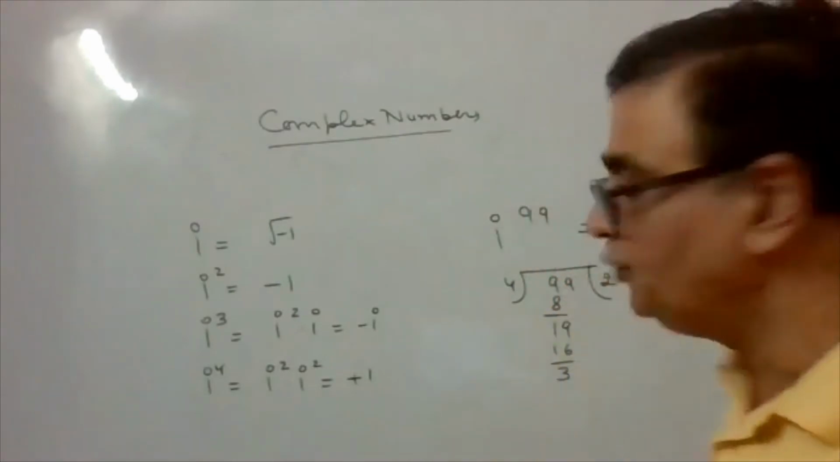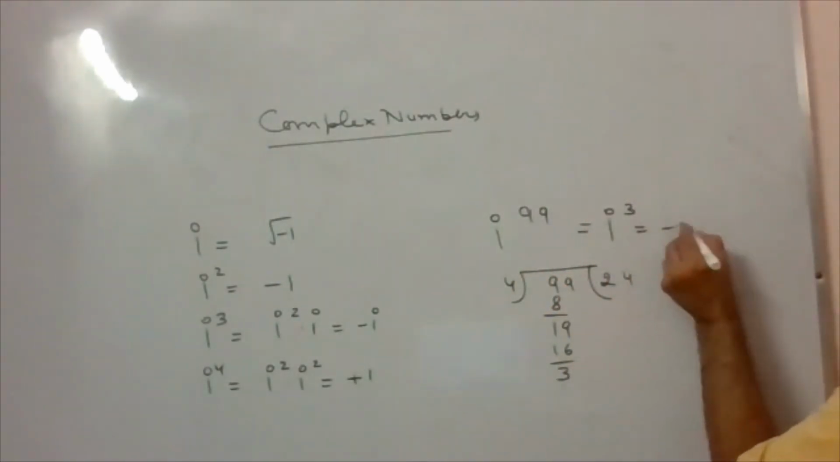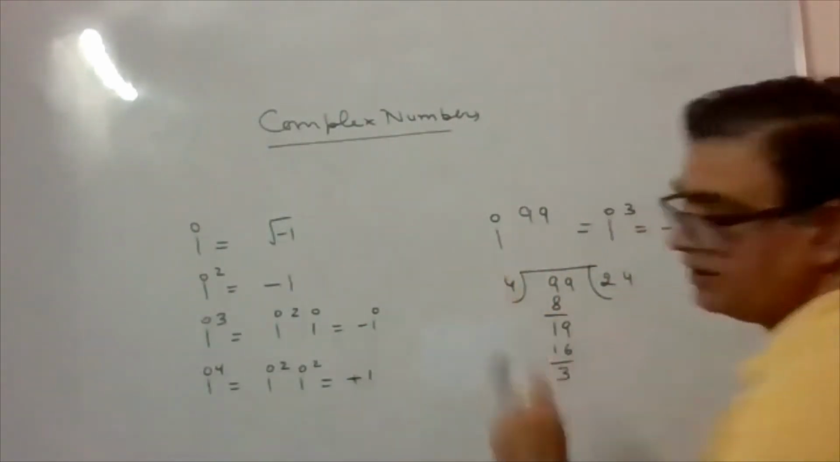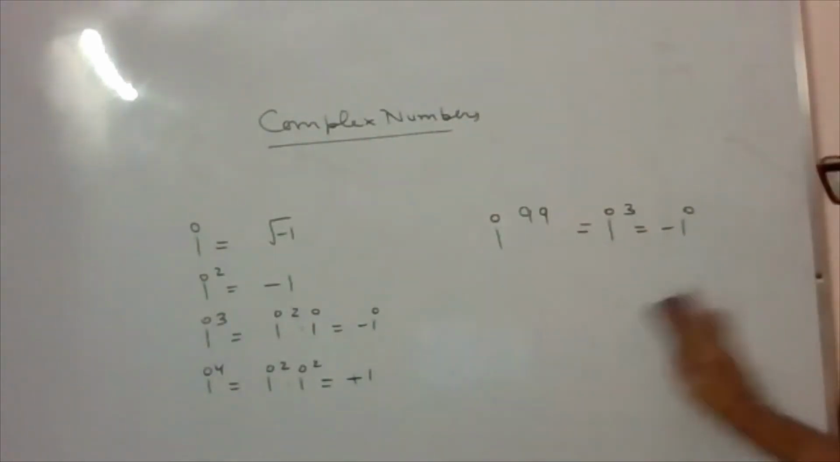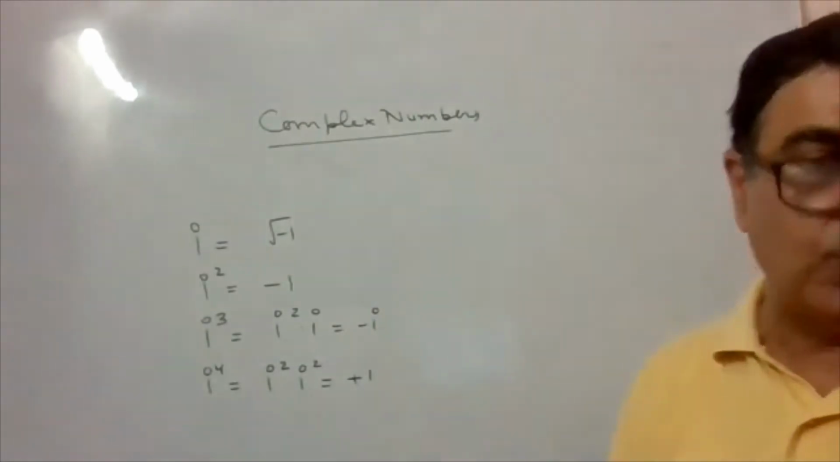And what is iota cube this time? Iota cube is already done, minus iota. So the answer comes out to be minus iota. Same way, they say another question: iota power 135.